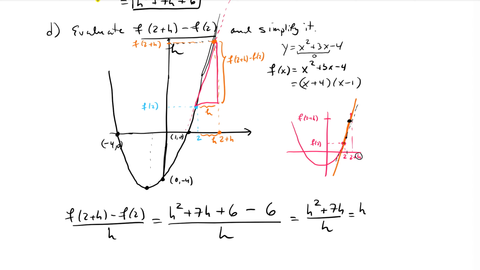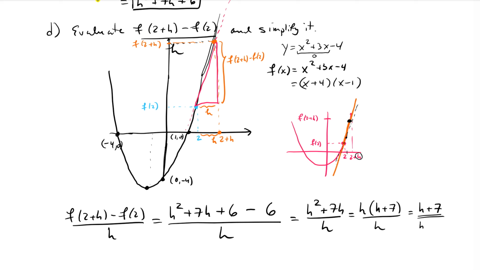So I can see that in the numerator, I can factor a greatest common factor of h. So I'm left with h times (h plus 7), and then h and h cancel out. So I'm just left with h plus 7. And then the idea in calculus is that this is the slope of the secant line.